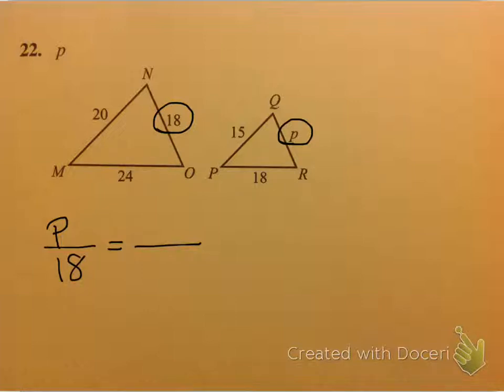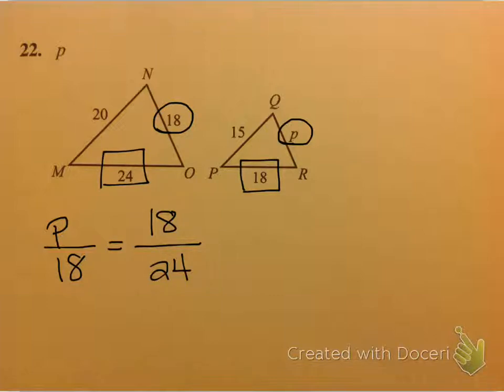Now we just have to pick one other corresponding pair of sides to finish off our proportion. Since I started off with p, then I have to go back to that same triangle, and I'm just going to do 18 over 24. I could have done 15 over 20. It doesn't matter. You can do it any way that you want. Just be consistent and you'll come up with the same answer.